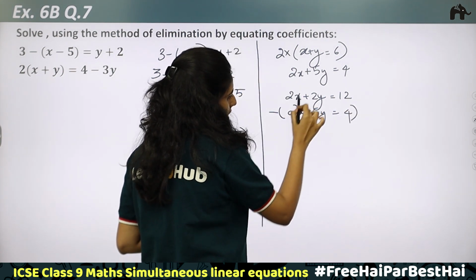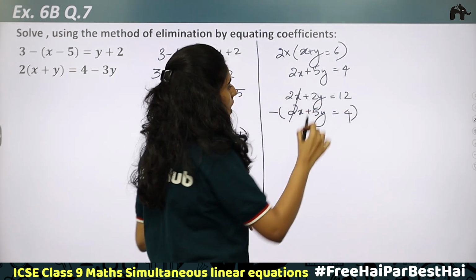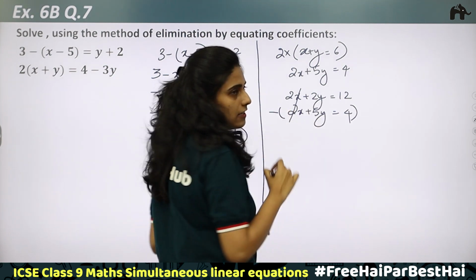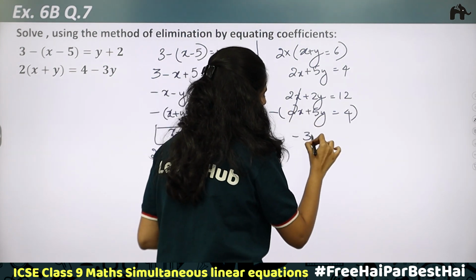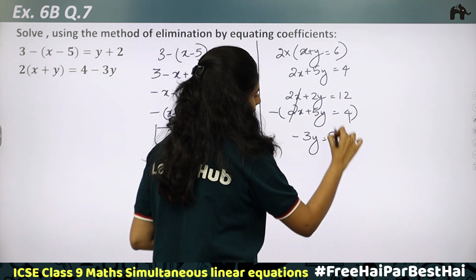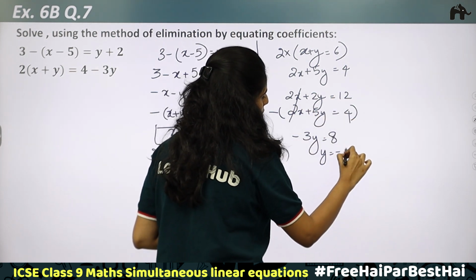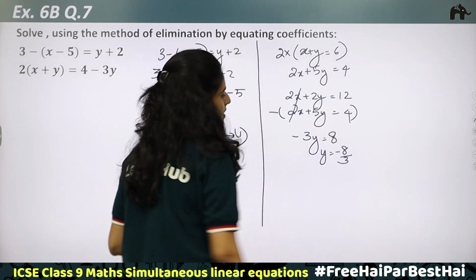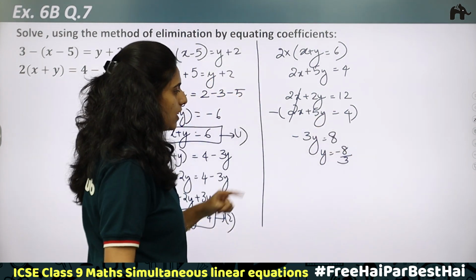We get 2x minus 2x can be removed. Okay. 2y minus 5y, that is minus 3y equal to 12 minus 4, 8, or y is equal to minus 8 divided by 3. This is the value of y.